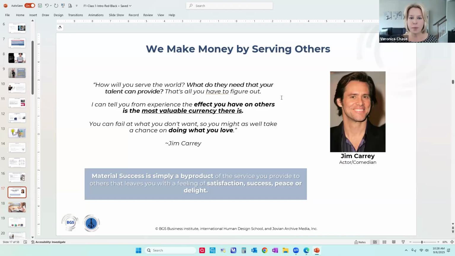This is a quote from Jim Carrey. He talks about the way we make money being really by serving others. It's a really good fit for everything that we're going to talk about here, right? How will you serve the world? What do others need that your talent can provide? What he said was that the effect that we have on others is really the most valuable currency out there. And I think that really does make a lot of sense, right? Material success is simply a byproduct of the service you provide to others that leaves you with a feeling of satisfaction, success, peace, or delight. And these key indicators are tied to your career type.